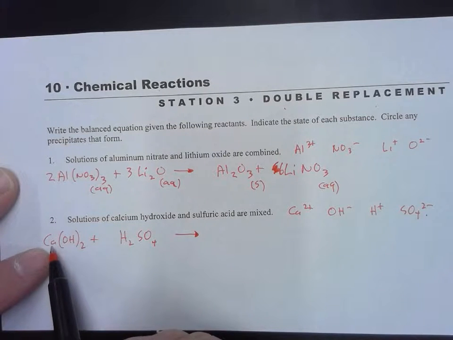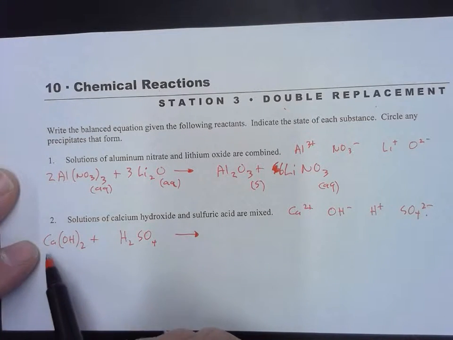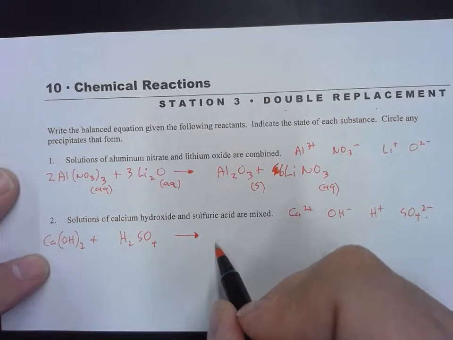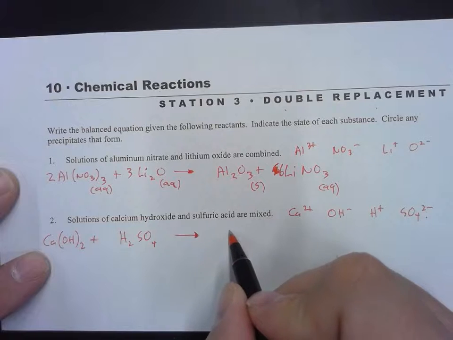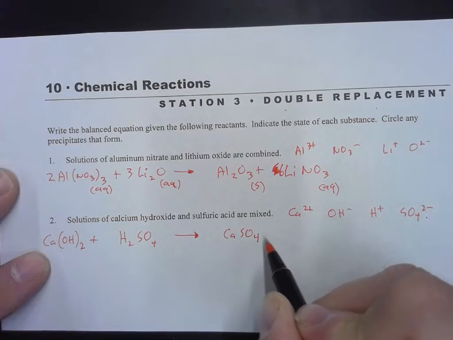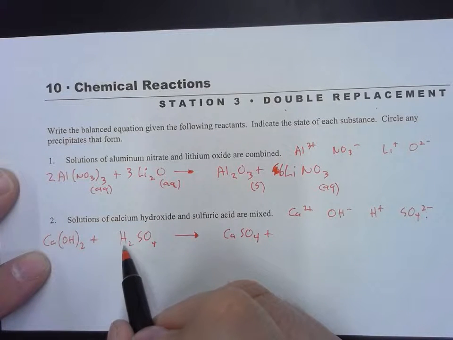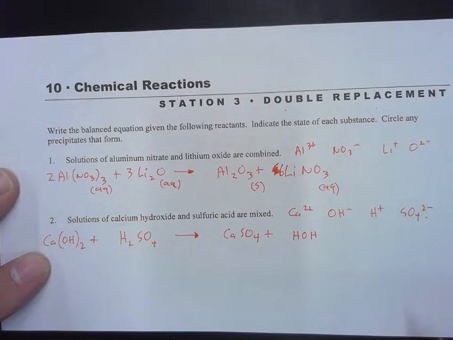Okay, calcium switches with the hydrogen. So you get calcium sulfate and HOH, which is water. So calcium sulfate, calcium 2+, sulfate 2-, CaSO4 plus H switches with the OH to form water, H2O.